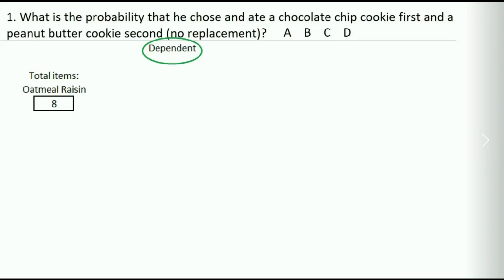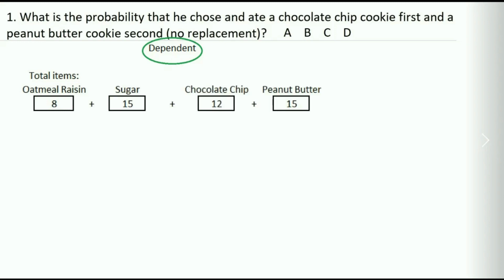Alright, so we have total items here. We have 8 oatmeal raisin cookies, 15 sugar cookies, 12 chocolate chip cookies, and 15 peanut butter cookies. If we add all of those up, we have 50 items. With this type of question, the first thing you want to do is find your totals. Now, event number 1 is where you eat that chocolate chip cookie. There's 12 chocolate chip cookies available and 50 total, so that's 12 out of 50, or 0.24. If you're using decimals, it's 0.24. If you're using fractions, it's 12 out of 50, and I'll show you both ways.